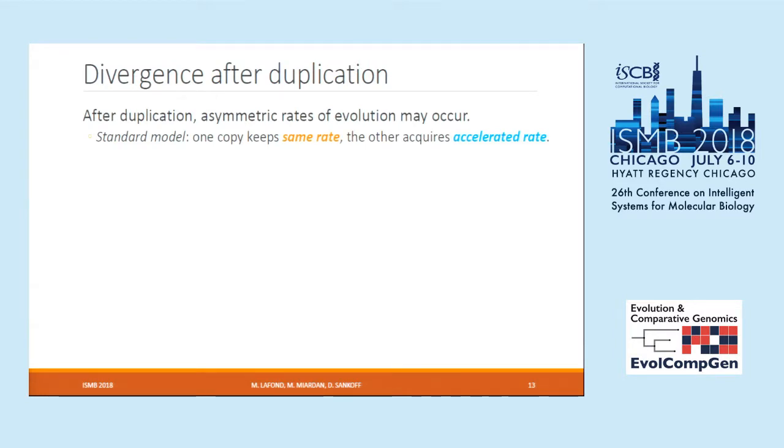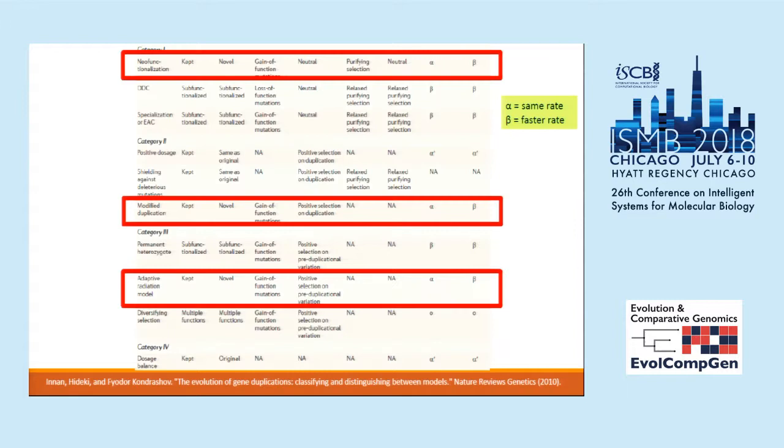I want to talk about what happens when you have this divergence after duplication. Because when you have duplication, you might get this asymmetric rate of evolution between the two copies. There's this standard model that says that one copy is going to keep the same rate and the other acquires an accelerated rate, like the picture that I had before. And actually, this is not the only possible situation.